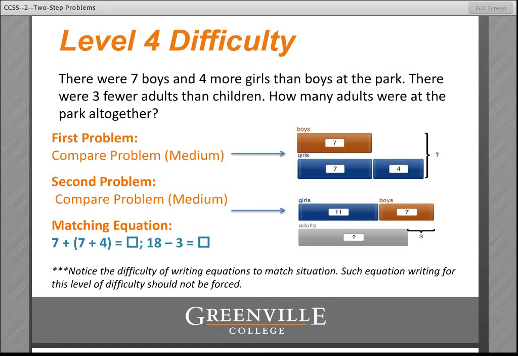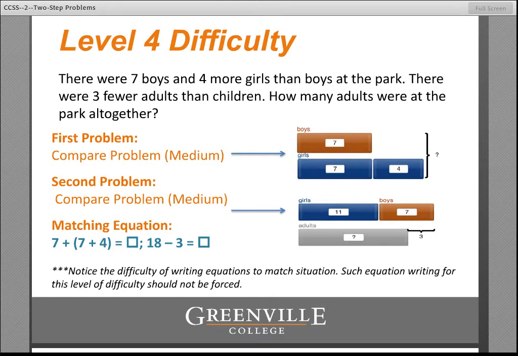At any point in time, pause the presentation so you can spend more time studying the problems and the models at your own convenience. You'll notice that the matching equation would be very difficult for a child to write on their own. So again, they'd probably be doing it in chunks.